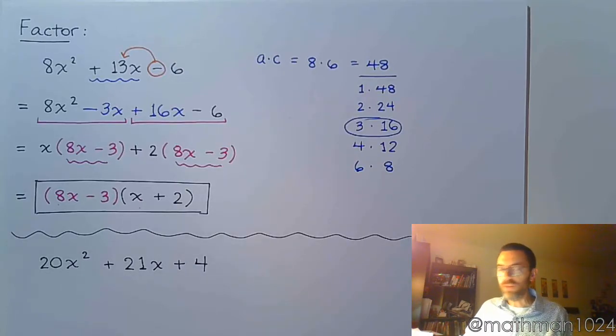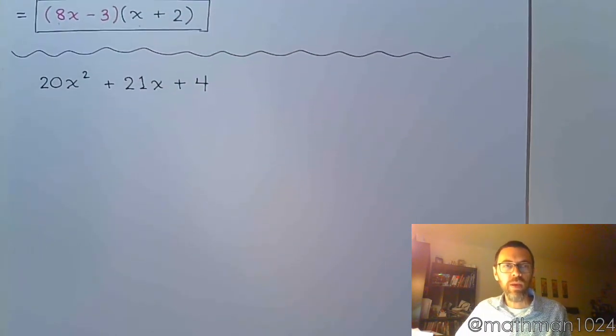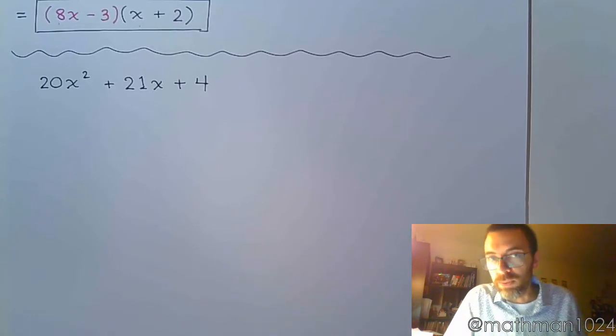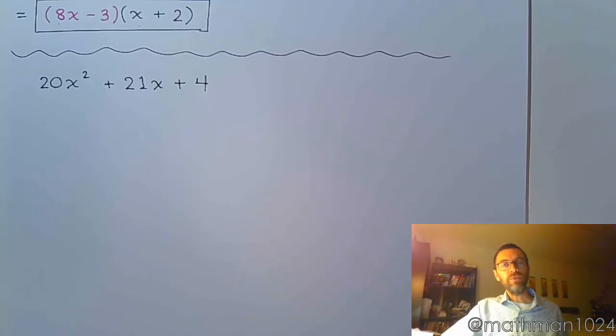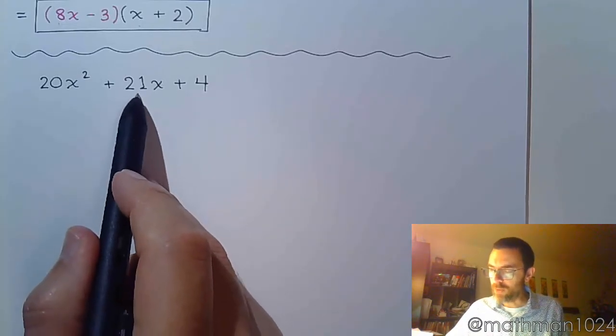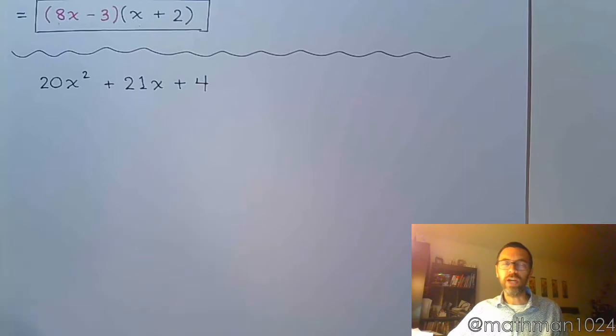So let's take a look at this one right here. We have 20x squared plus 21x plus 4. Is there a common factor for all three terms? And the answer is no. There's nothing common between these two guys, so that means there's not going to be anything common for the whole thing.